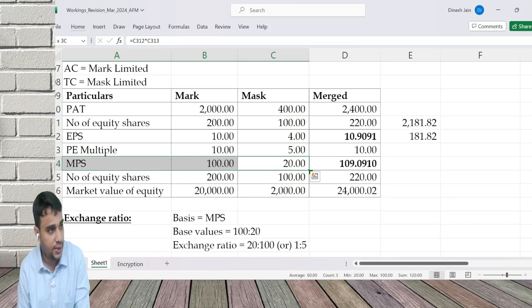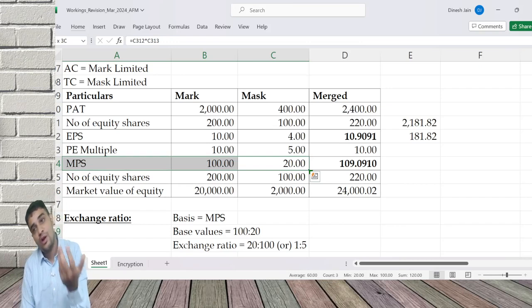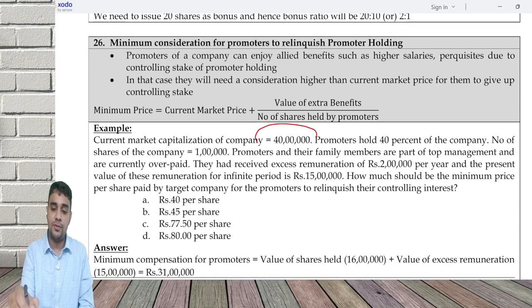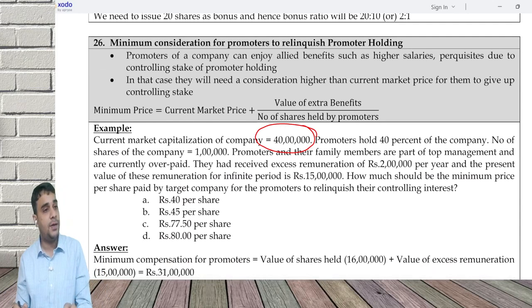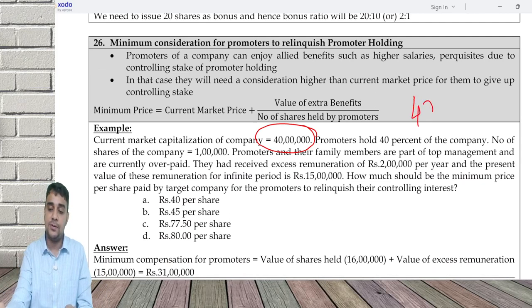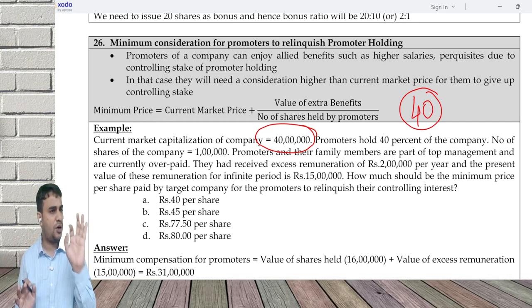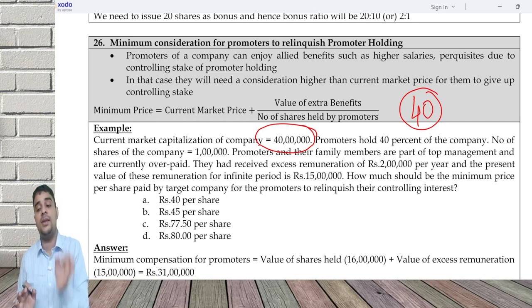So whenever a promoter wants to sell his business, he will not agree with that minimum price. If he has exploited, if he has not exploited, minimum is sufficient. That is minimum. I'm not saying that will be the final price. An example, current market capitalization is 40 lakh. Number of shares of the company is 1 lakh, which means today price is 40. If I am a minority shareholder, give me 40. I'm very happy. Just give me 40 rupees. Then they are saying promoter and their family members are part of top management and are currently overpaid.